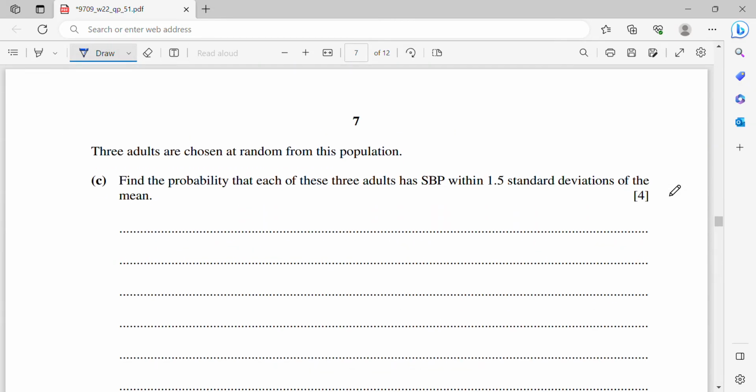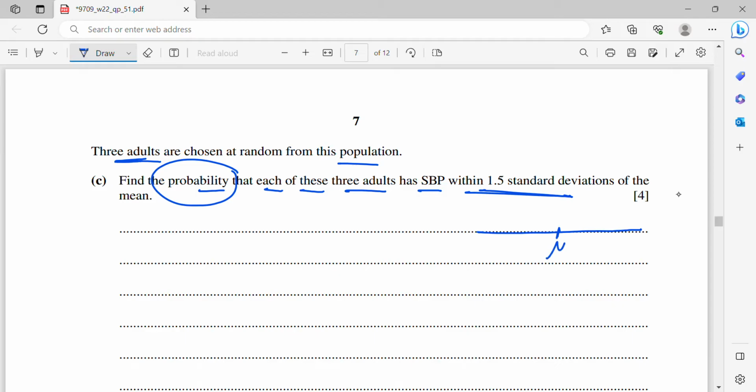Alright, so now 3 adults are chosen at random from this population. The probability that each of these 3 adults has SBP within 1.5 standard deviations from the mean. And now you need to count the probability of 3 adults. Alright, so now what we need to do is, probably I can just draw this. So within 1.5 standard deviations from the mean.